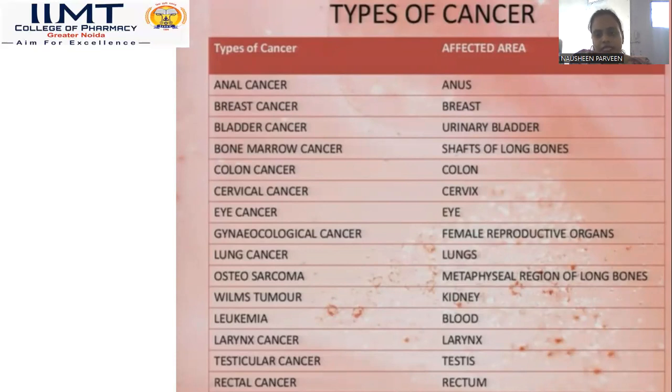Next is lung cancer, affected area is lung. Osteosarcoma, affected area is metaphyseal region of long bone. Next is Wilms tumor, affected area is kidney. Leukemia is the next type, affected area blood. Larynx cancer, affected area larynx. Next is testicular cancer, affected area is testes. Rectal cancer, affected area is rectum.